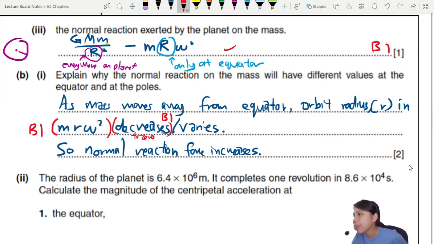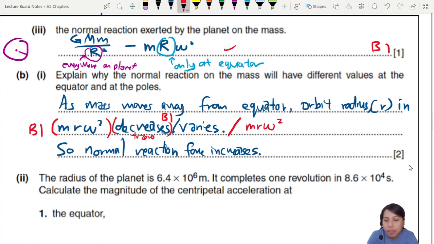Okay, never mind. Another possible answer to add in is another method, is to talk about this. You can say, in terms of vectors, that your m r omega square is not parallel to the gravitational force anymore.